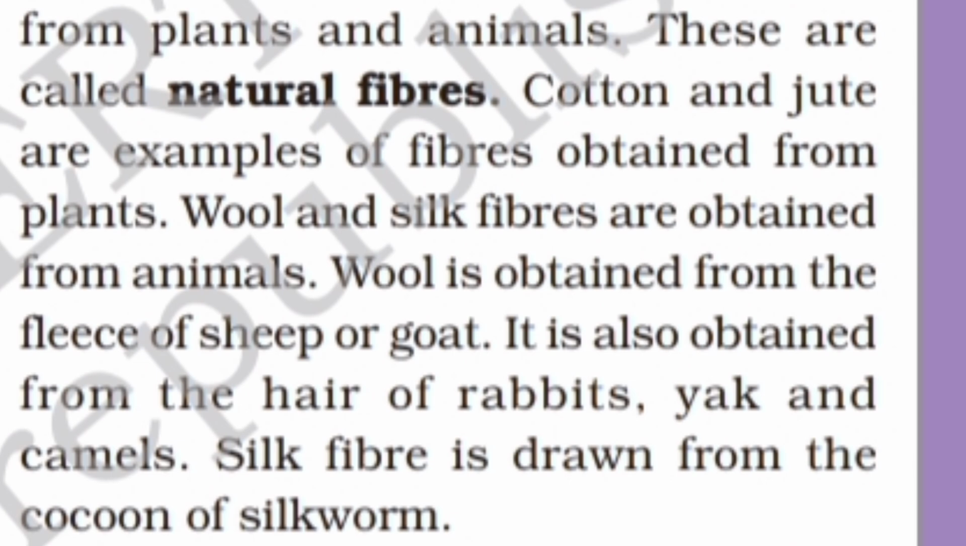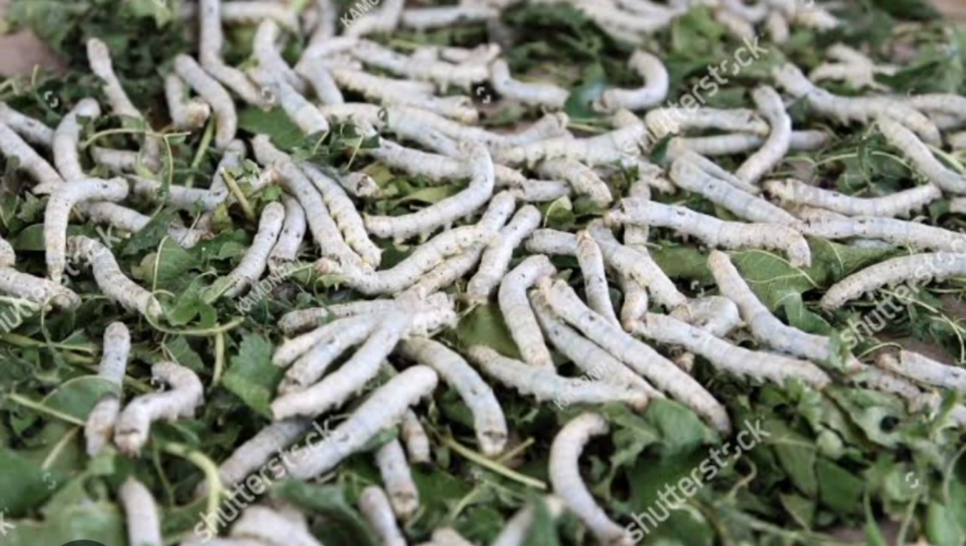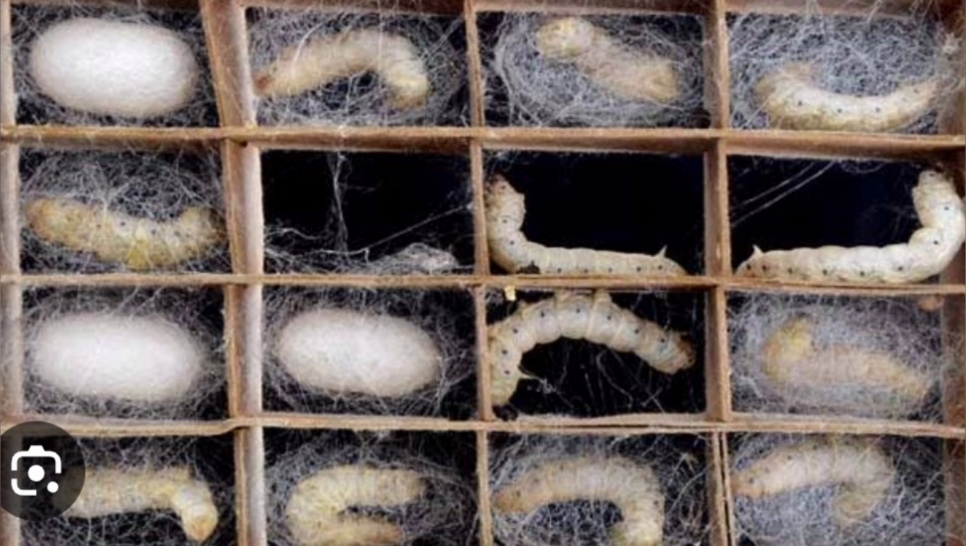You may have seen that. What is a silkworm? Here you can see the picture of a silkworm and the cocoons made by them. This cocoon is used to make silk. You can see the cocoon seems like thin fibers, and that is used to make silk fabric.